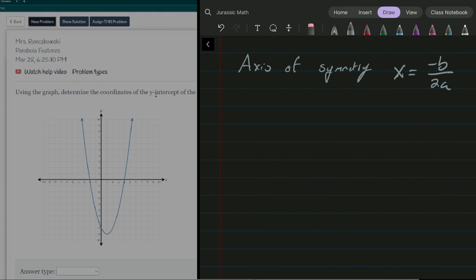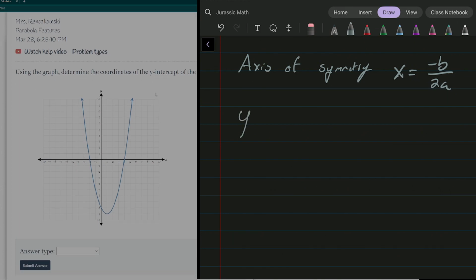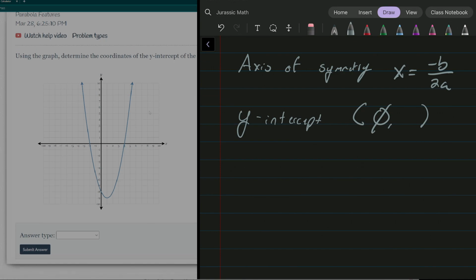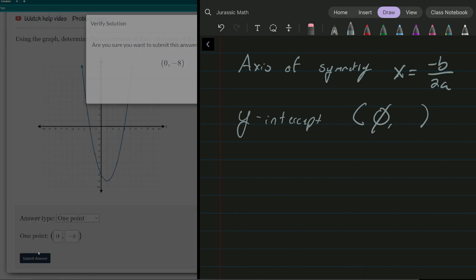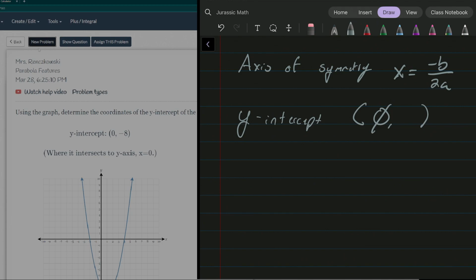Now, next, the y-intercept. Well, y-intercept is a point. And it's always 0 comma something. So you can already get started like, oh, this is going to be 1 point. It's always 0 comma something. It's wherever the blue line hits the y-axis, which is right here at negative 8. So tab, negative 8. Submit. Yes. And there we go.